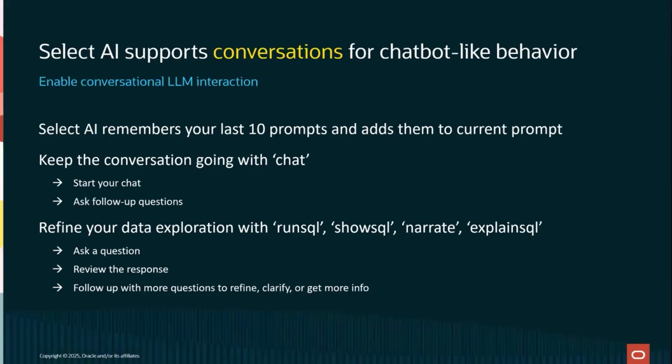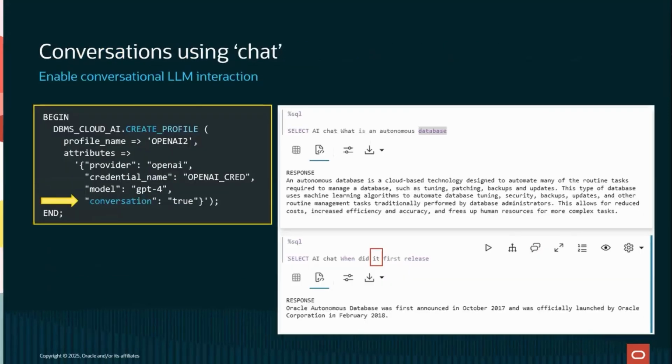Now, another feature of Select AI is the use of conversations for chatbot-like behavior. When enabled, Select AI remembers up to your last 10 prompts and adds them to the current prompt. And you can use this with chat, but also for data exploration. You ask a question, review the response, and follow up with more questions to refine the result without explicitly re-specifying previous prompts, typical chatbot behavior. So let's see an example of each.